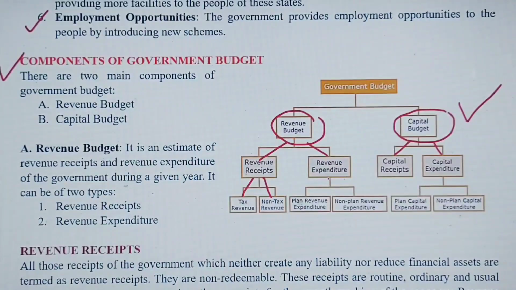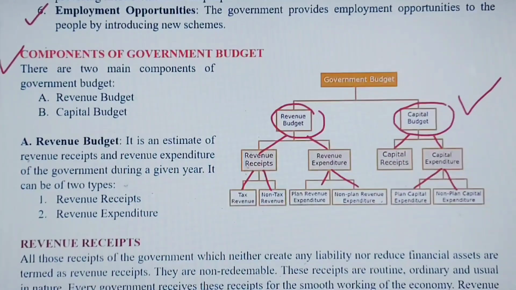Similarly, revenue expenditure can be planned revenue expenditure or non-planned revenue expenditure. And similarly, we can divide capital expenditure into two main parts: planned capital expenditure and non-planned capital expenditure. So these are the main components. So revenue budget and capital budget, these are the two main categories of the components of the government budget.